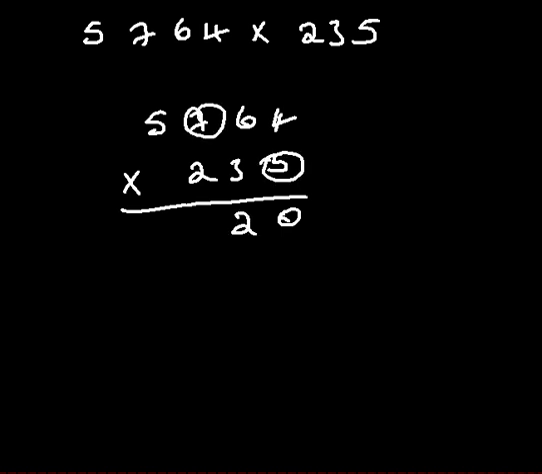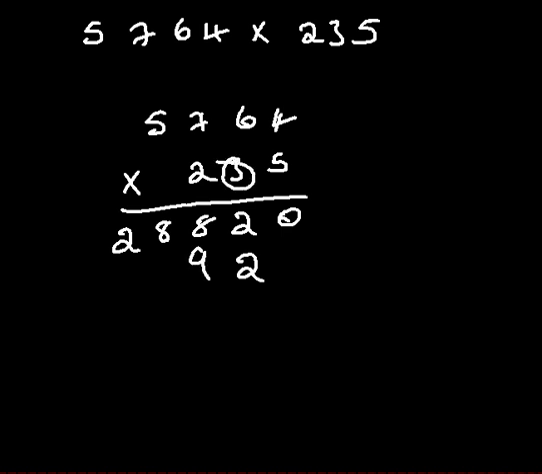7 times 5, that is 35. 35 plus 3, that is 38. So put 8, keep 3. 5 times 5, that is 25. 25 plus 3, that should be 28. That is 28. Then we'll go for 3. 3 times 4, that is 12. We'll put 2, keep 1. 3 times 6, that is 18. And 18 plus 1, that is 19. We'll put 9 and keep 1. 3 times 7, that is 21. 21 plus 1, that is 22. We'll put 2 and keep 2. 3 times 5, that is 15. And 15 plus 2, that is 17. So have 17 here.